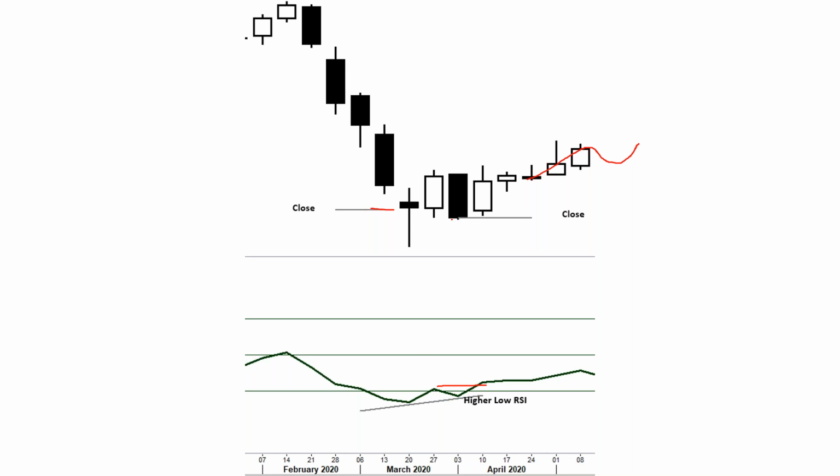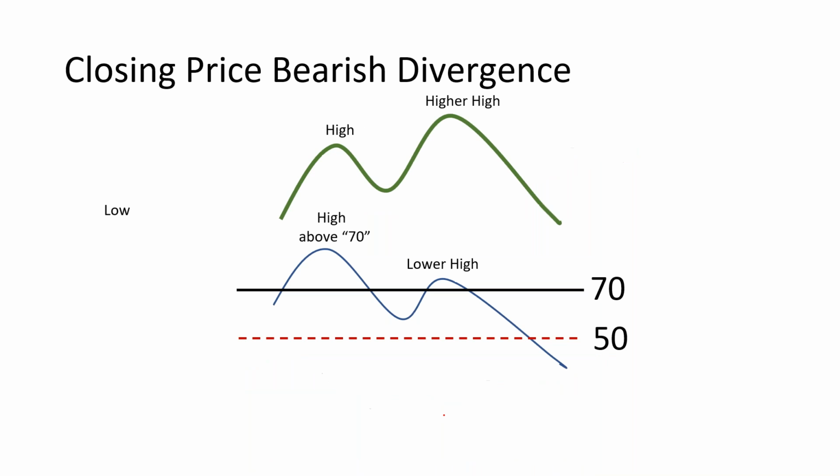So bullish divergence is where the market makes a new low while the relative strength, or the RSI, makes a higher low, and all the while below the 50 level. Bearish divergence, of course, is where the market makes a high and goes on to make a new high, but the indicator itself makes a lower high.